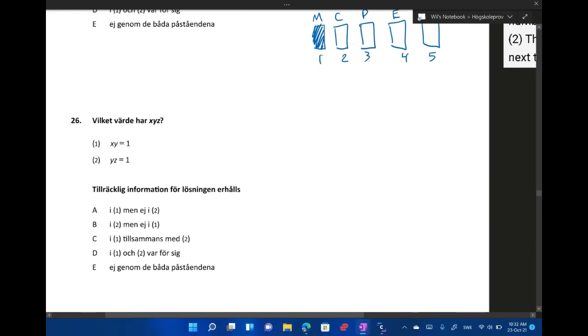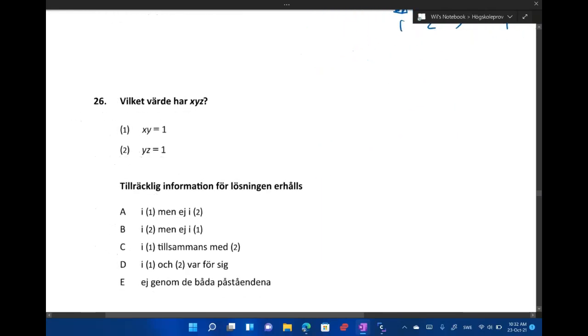Which value has X, Y, Z? When you don't see anything between them, this is the same as X times Y times Z. X times Y is equal to 1. All right. Y times Z is equal to 1. So if X times Y times Z is equal to 1, that means that X must be 1, Y must be 1, Z must be 1.